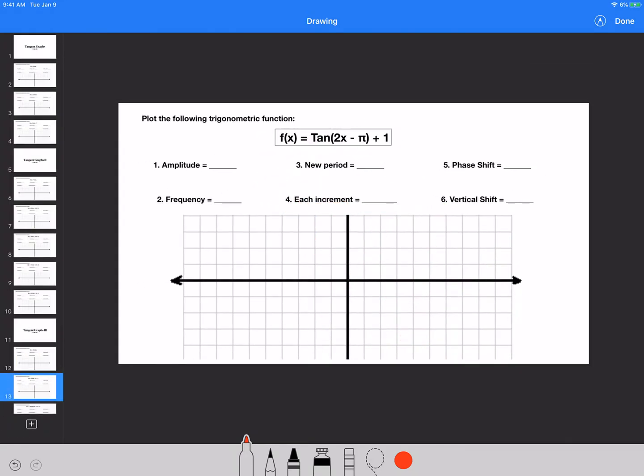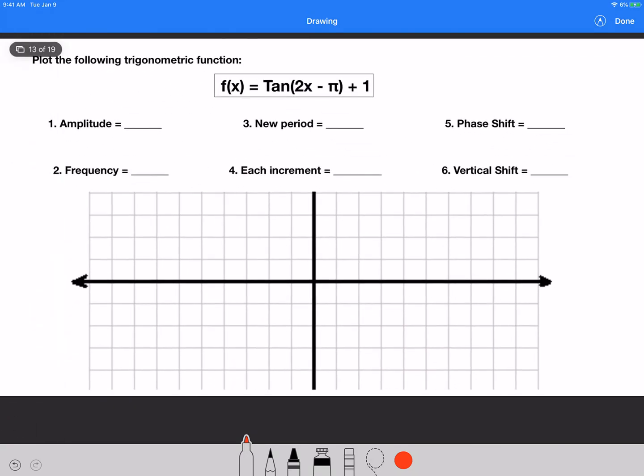All right, next question. Now what I'm going to do is I'm going to incorporate both phase shift and the vertical shift. But for these particular cases, I gave it to you in this format specifically for you guys to practice how to factor out the period value, the frequency value. So amplitude, we still write none, because that's never going to change. Frequency, it's going to be 2. The new period would be pi over 2. Now, each increment here would be pi over 4 because I'm going to take this and divide it by 2.